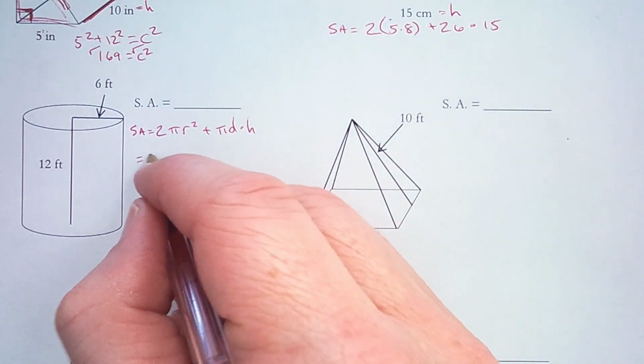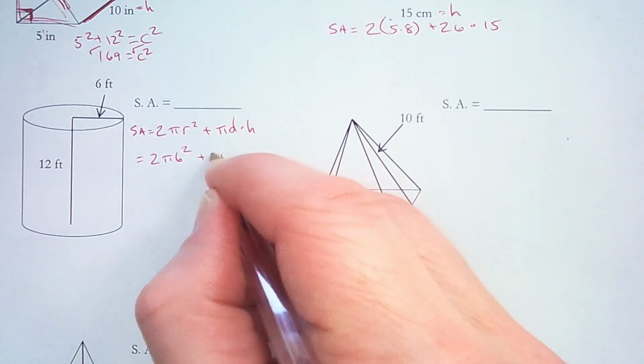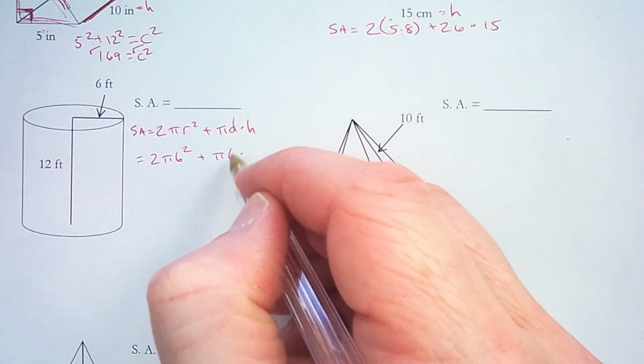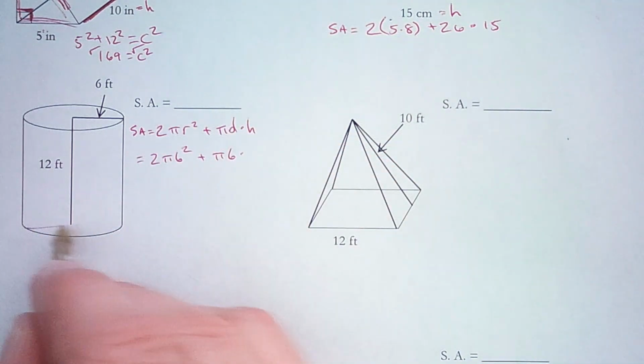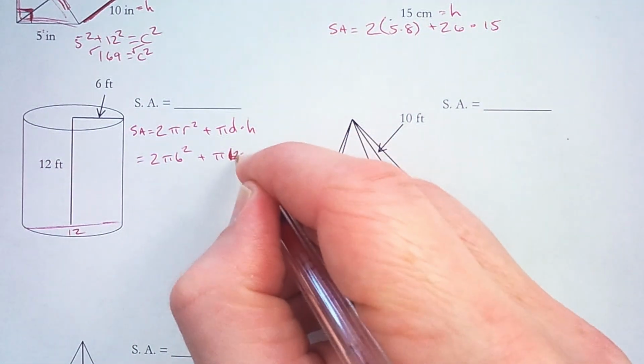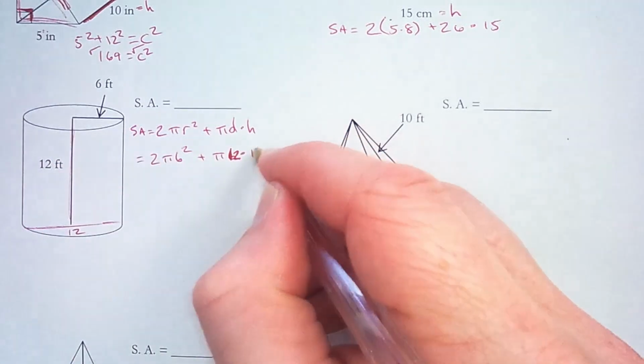So the surface area here is 2 pi 6 squared plus pi times 6 times the height. I'm sorry, not 6, that's the diameter. The diameter goes all the way across, and that is 12. So 12 goes here times the height, which is also 12.